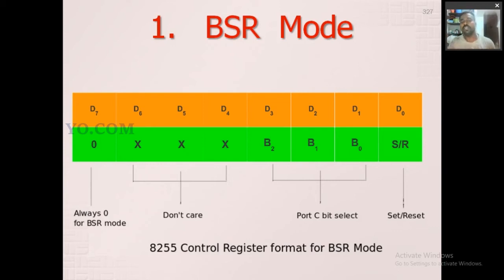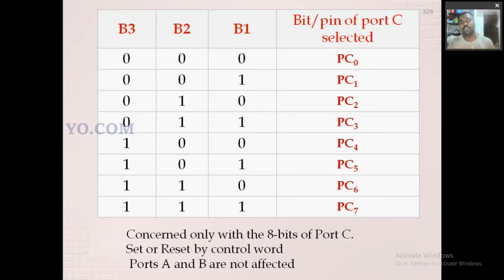Let us see how D1, D2, D3 operate. In D1, D2, D3 there are bit 1, bit 2, bit 3, so 3 bits, and totally we have 8 different combinations. So we can individually enable or disable port C bits by using BitSet reset mode. BitSet reset mode is dedicated for port C, and I/O mode is not. So port C bits are enabled or disabled only in BitSet reset mode. By using it, we can enable and disable a single line of port C.